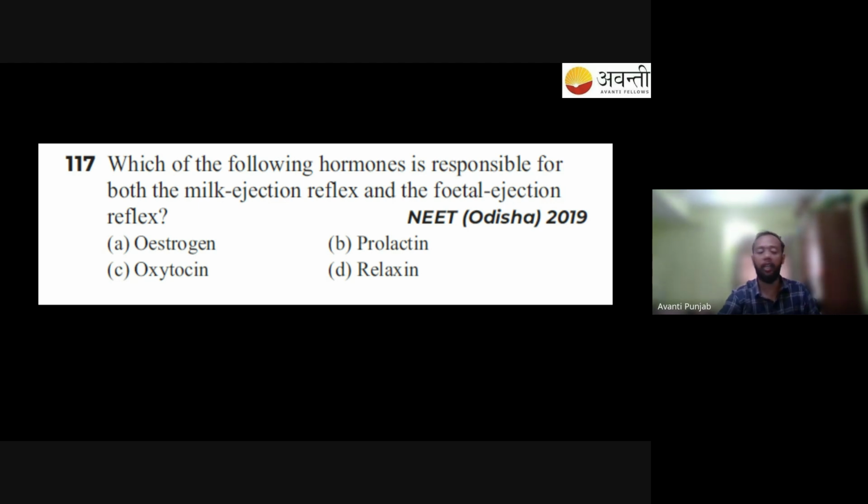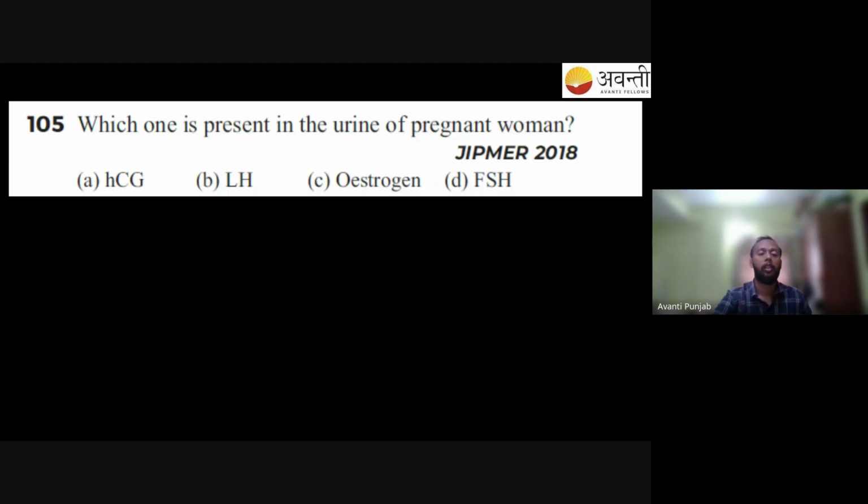Read the question by yourself and give me a correct answer. Ludhiana has given us some answer. Sangrul, Taralwala and all other schools, right? For milk ejection reflex and fetal ejection reflex, the common hormone that will come here is oxytocin. A little while ago I told you that oxytocin helps during parturition, and also has a role in milk ejection. That is also something oxytocin is doing.